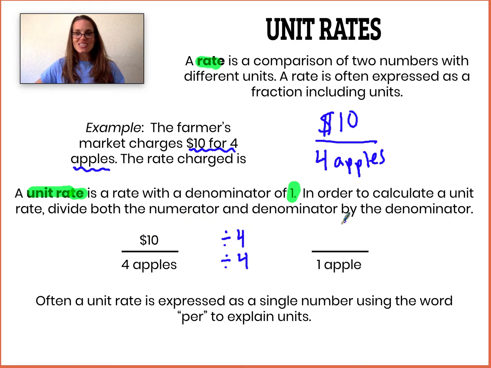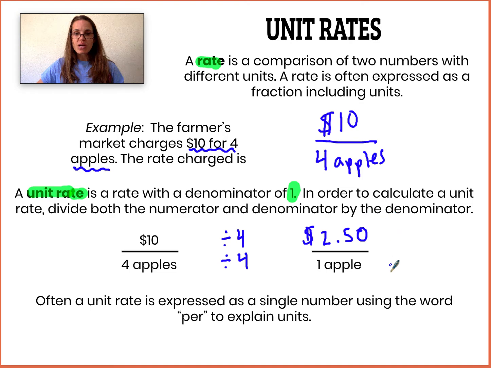So $10 divided by 4, 10 divided by 4 is 2 and 5/10, which when we're talking about dollars, we write as $2.50. Now we have an equivalent unit rate to our original rate. Original rate, $10 for 4 apples. Now we have a unit rate, unit meaning denominator of 1, unit rate of $2.50 for 1 apple.